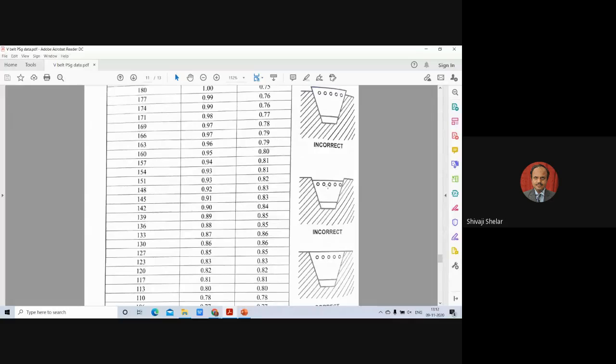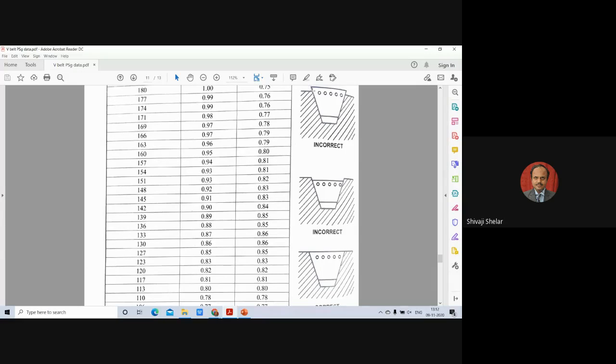This is acceptable to some extent. So you should have either this arrangement. If this is not possible, then this arrangement. But this arrangement is not acceptable because this will cause uneven wear on this inclined surface.